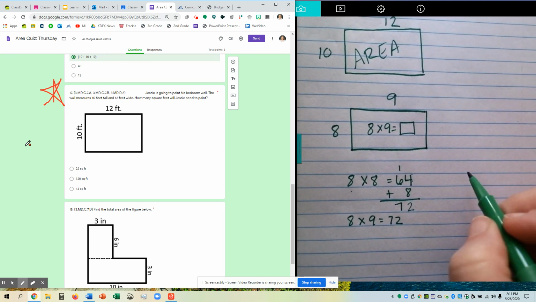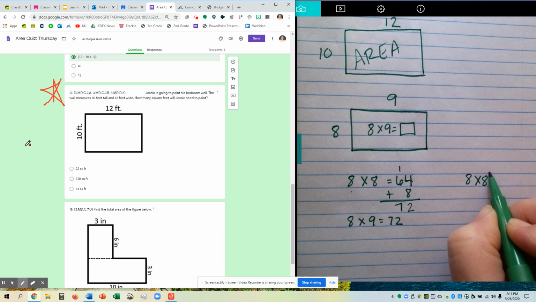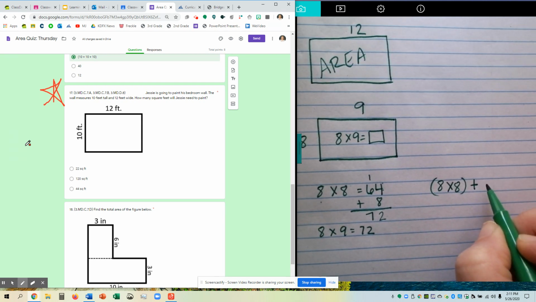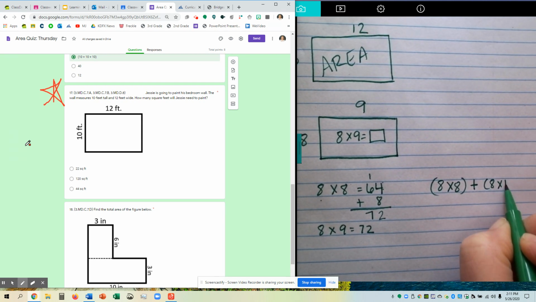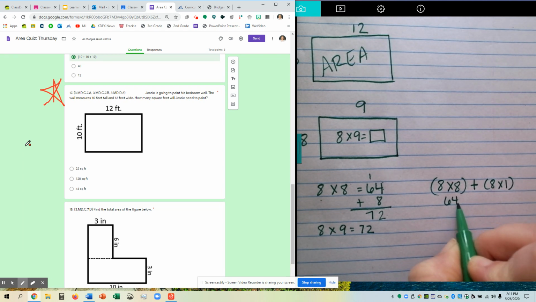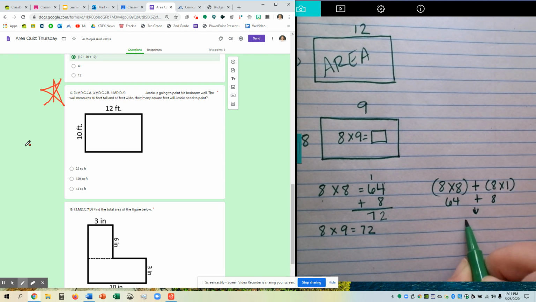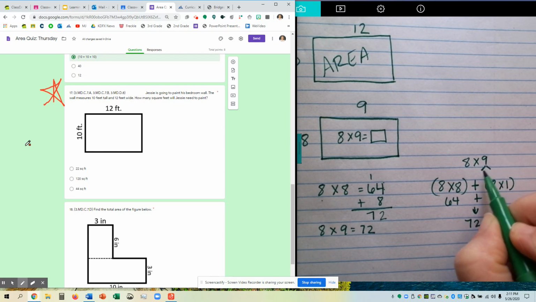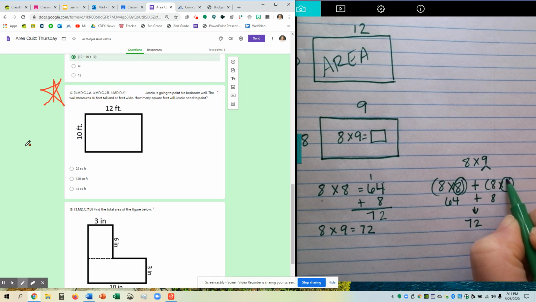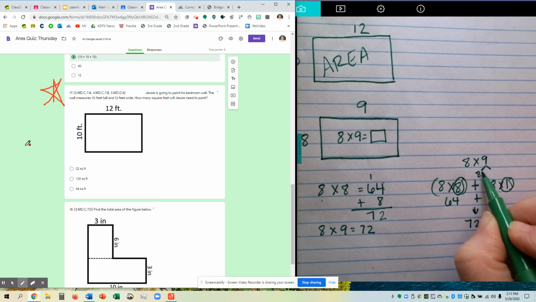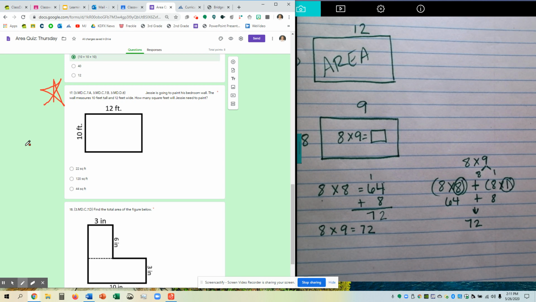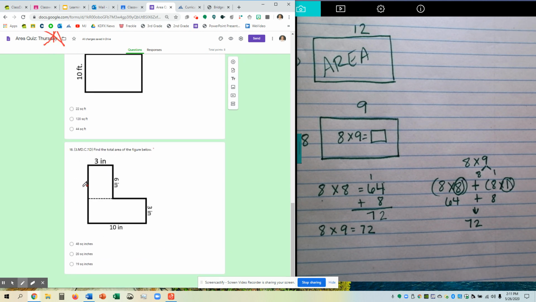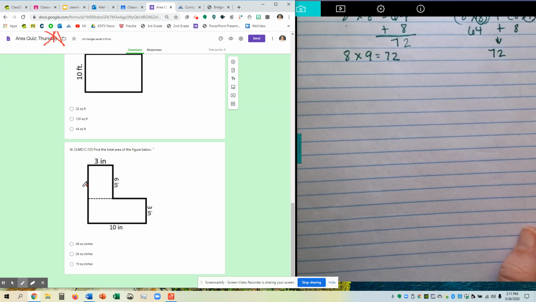Now another way to write this would have been 8 times 8 plus 8 times 1. And that would have given us 64 plus 8, which is 72. I just took that 9 and broke it into 2 add-ins, 8 and 1. Okay. So you'll just solve for the inside. I've given you 3 choices. Choose carefully. And now we're going to talk about the last one, 18.